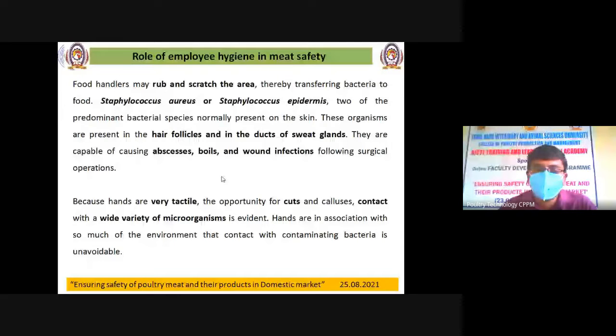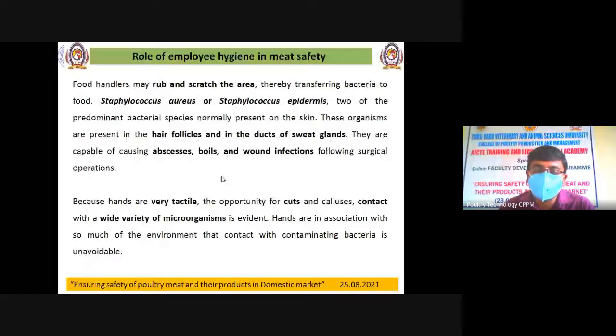Among the numerous microbial organisms, Staphylococcus aureus and Staphylococcus epidermidis are the two predominant bacterial species normally present on the skin. These organisms are also present in the hair follicles and in the ducts of the sweat glands.